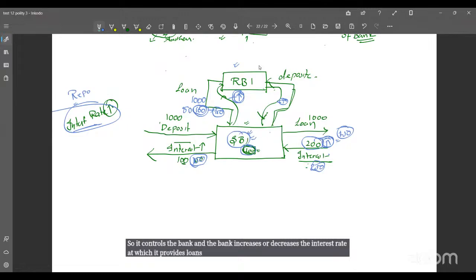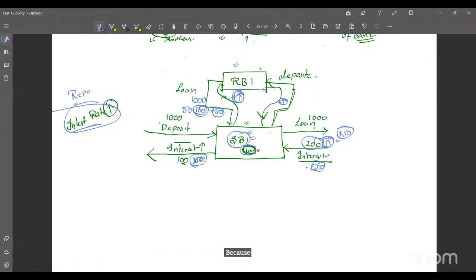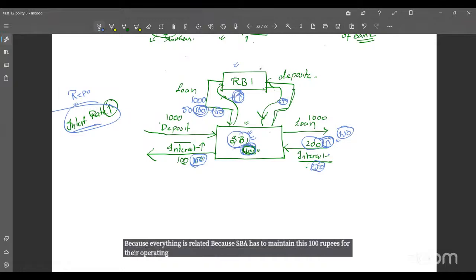And whenever the interest rate of the loan is getting adjusted, automatically the interest rates of the deposit would get adjusted, because everything is related. Because SBI has to maintain this 100 rupees for their operating cost. இது operating surplus அப்படின்னு சொல்லி சொல்லுவாங்க. Are you getting the point? புரியுதா?